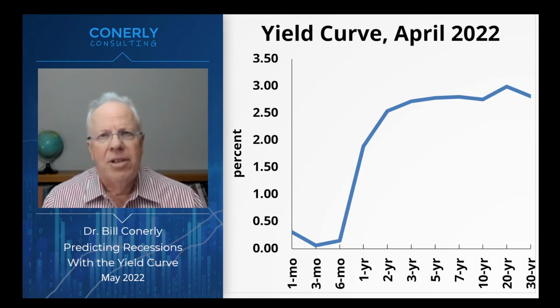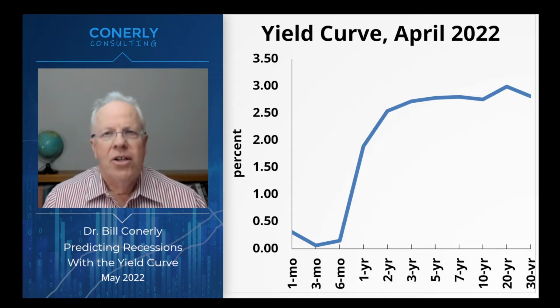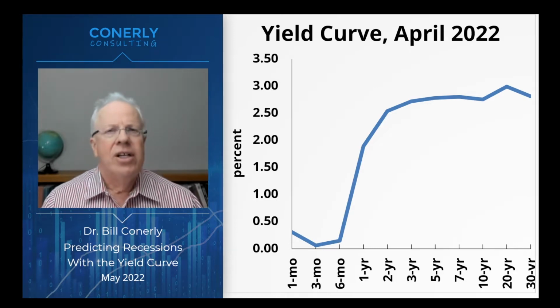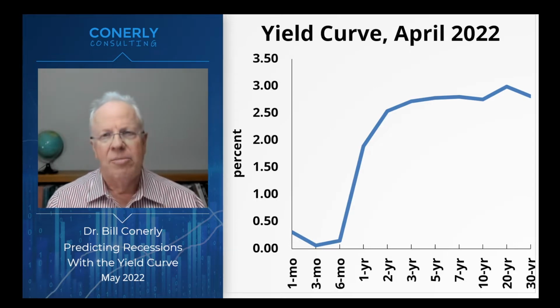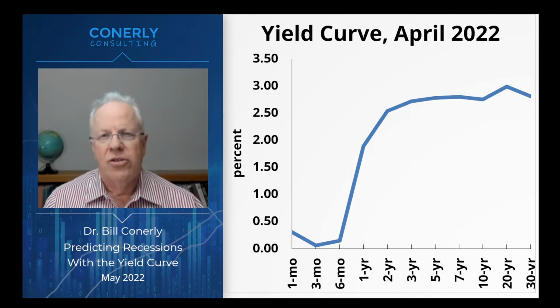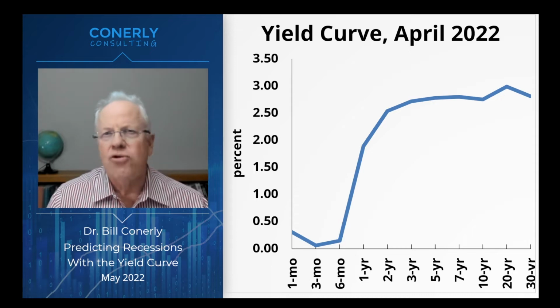At the bottom left of this chart, you see the 1 month interest rate, the 3-month interest rate, the 6-month interest rate. And at the upper right, you see the interest rate on 10-year bonds, 20-year bonds, 30-year bonds. And this is the normal shape. There are some wiggles here and there that we pretty much ignore. When this is the shape of the yield curve, we kind of shrug our shoulders.